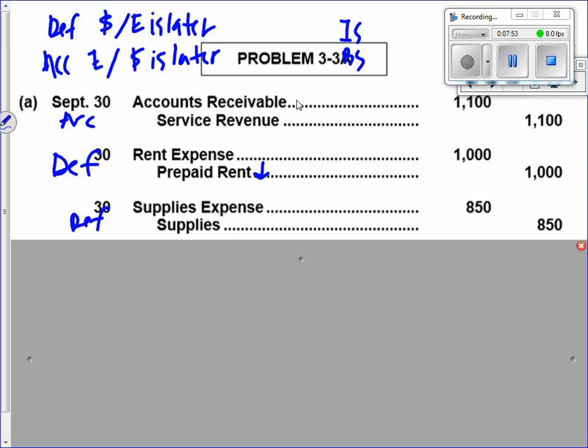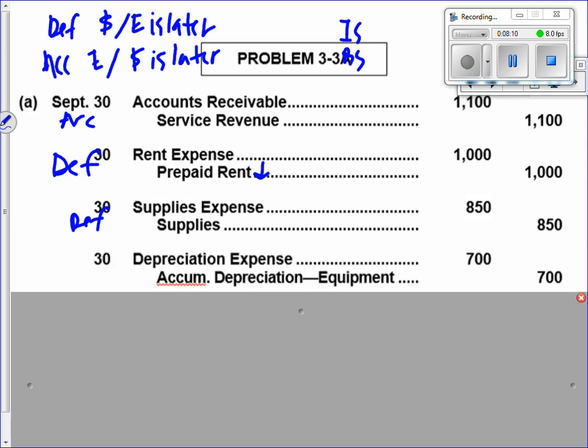So we see accumulated depreciation grow by $700. That's an asset, sort of. It's a contra asset. So if I took something from the balance sheet, where does the other side of it have to come from? Income statement, and it's called depreciation expense.